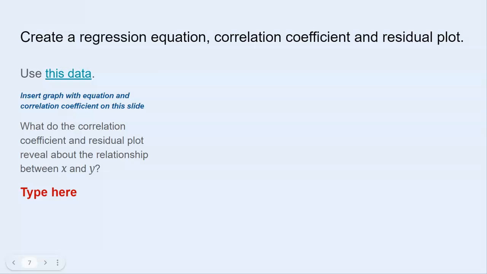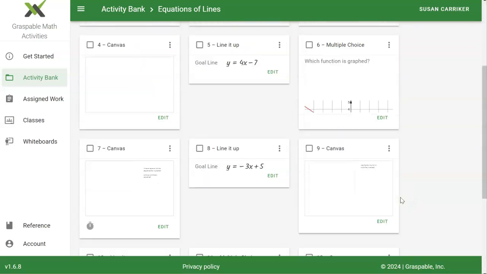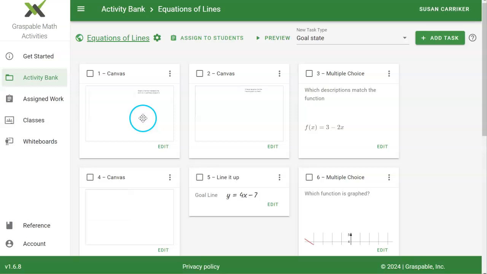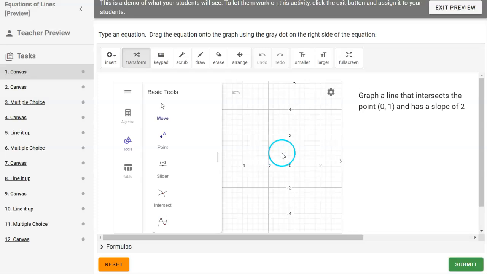Our last activity will be a Graspable Math activity. So this is what it looks like. It's very short and it is super simple, I hope. At least it was intended to be. So let's take a look at what this might look like. On this activity, they will be graphing a line.